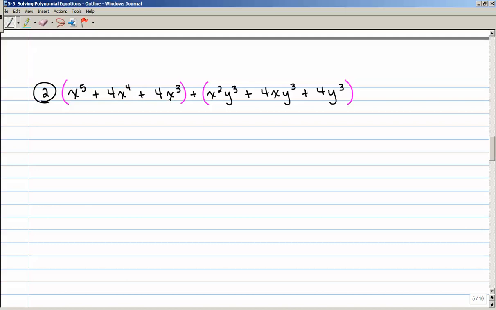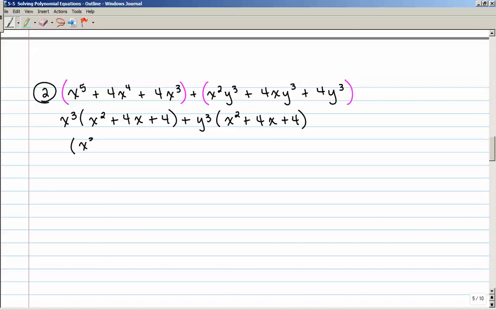Common factor in this, I think, is going to be an x cubed. So that'll leave me with x squared plus 4x plus 4. Ooh, I think that can be factored. Yeah, that can be factored. And then out of the last one here, I can take out a y cubed. And that's going to leave me with x squared plus 4x plus 4. And again, I have the same stuff in the parentheses.